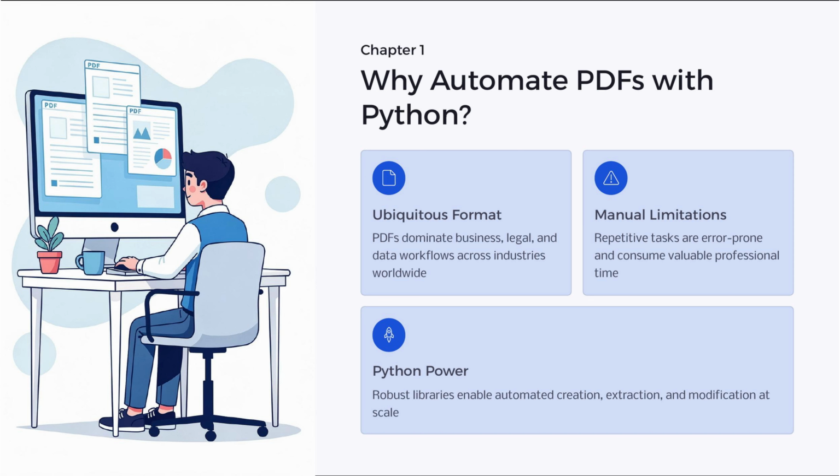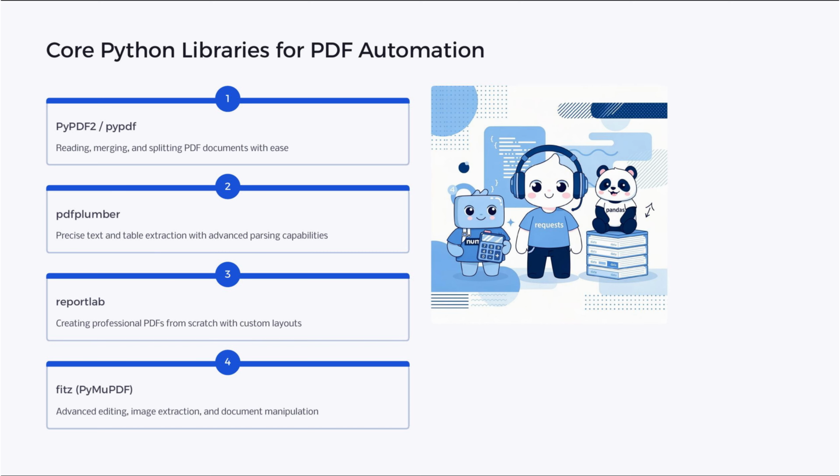PDFs are a universal format, essential in business, legal, and data workflows globally. Manual handling of PDFs is time-consuming and prone to errors. Python offers powerful libraries for automating PDF tasks, allowing for efficient creation, extraction, and modification, thus saving time and reducing errors in professional environments. PyPDF2, now known as PyPDF, excels in reading, merging, and splitting PDFs.